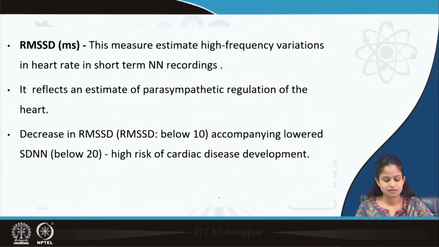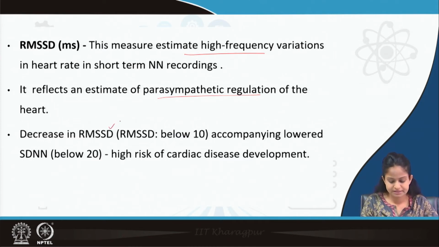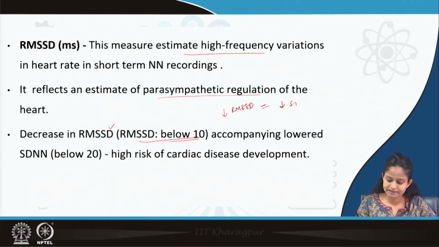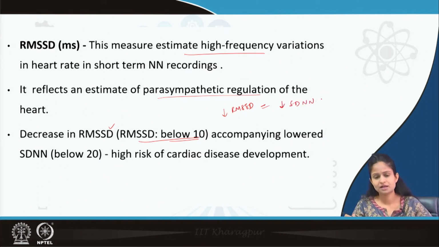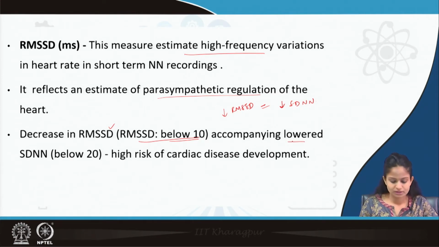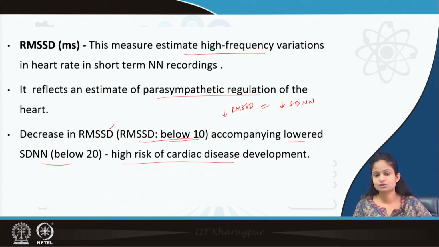Now, next we have the RMSSD. RMSSD measures the estimate of high frequency variations in the short term HRV and it reflects an estimate of vagally mediated regulation, or parasympathetic regulation, on the heart. Whenever there is a decrease in the RMSSD, which means the value is below 10 milliseconds, there has to be a decrease in SDNN value also. Generally the decrease in RMSSD is accompanied with a decrease in the values of SDNN. The lowered SDNN is usually below 20 and hence there is high risk of cardiac disease development or sudden cardiac death because this is low HRV again.